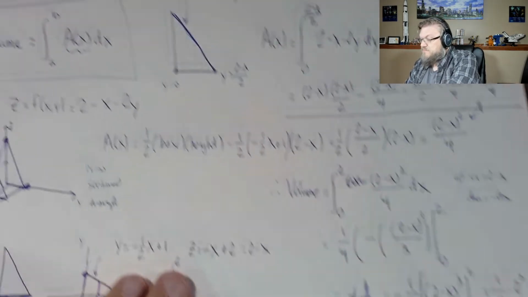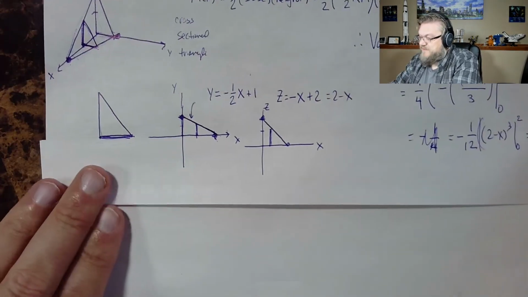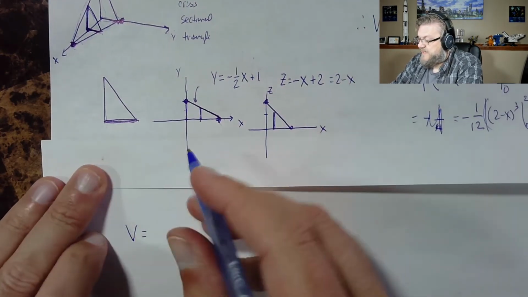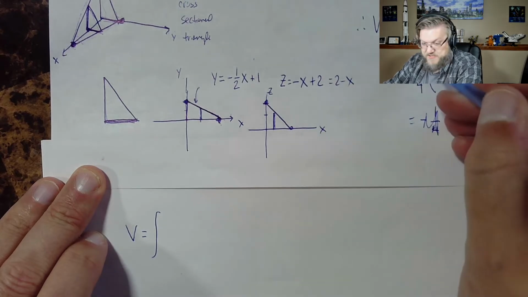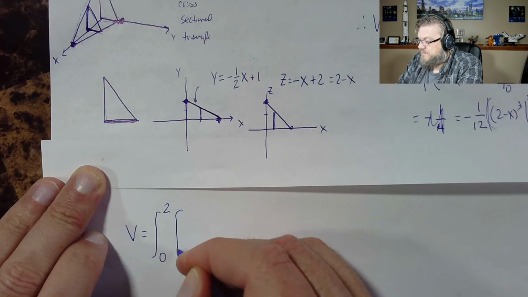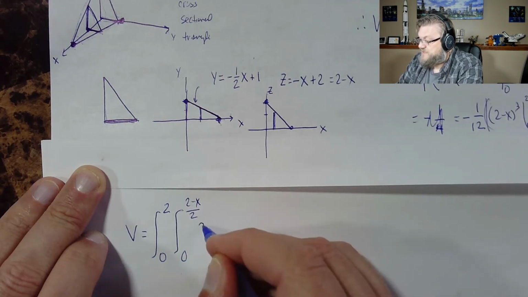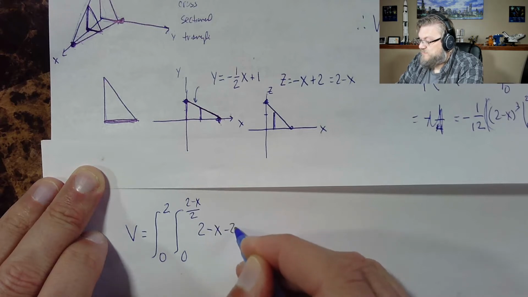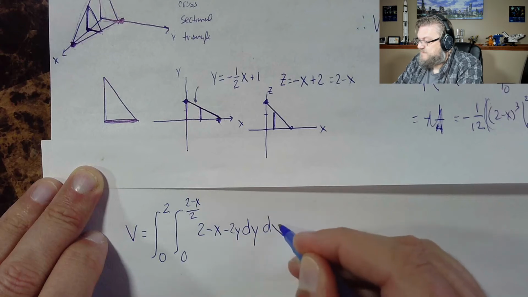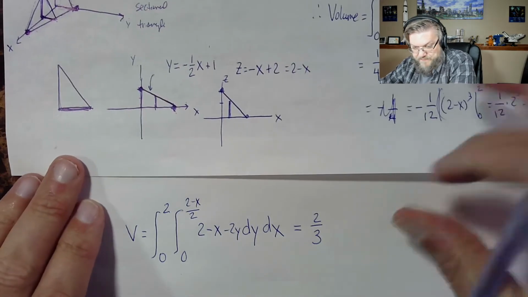In other words, let me see if I can write out what we would have, right? In other words, to find the volume here, it looks like I could have done the following. I could have integrated from 0 to 2 the result of the integral from 0 to 2 minus x over 2 of the surface, 2 minus x minus 2y in terms of y, and then the outside in terms of x. This equaled 2/3 upon doing that.